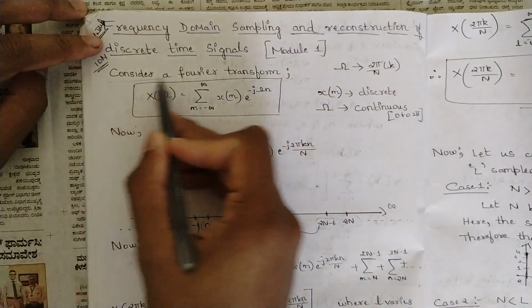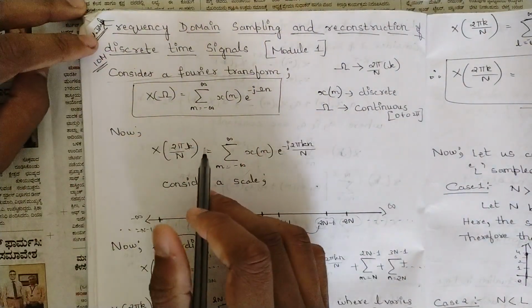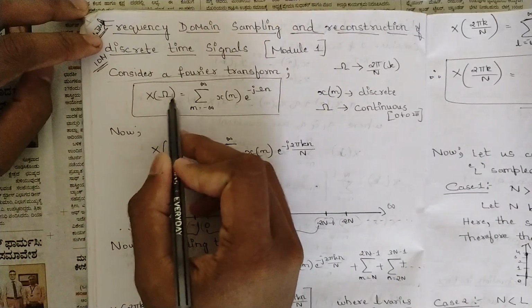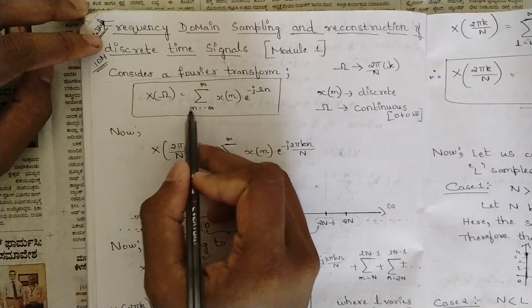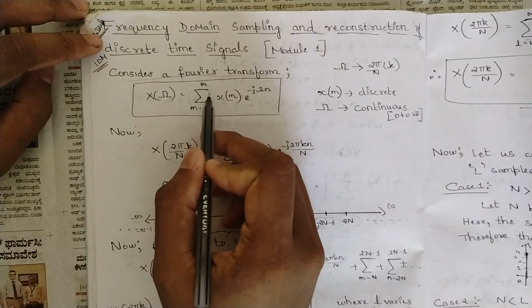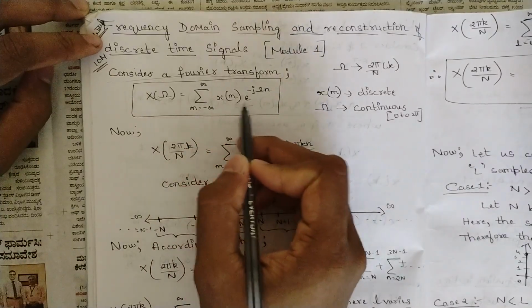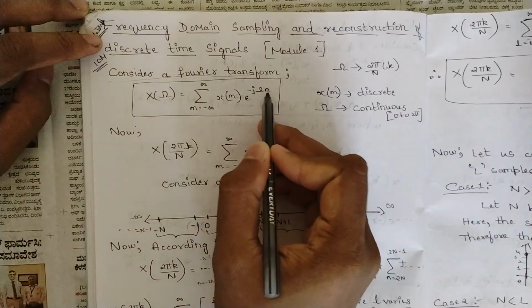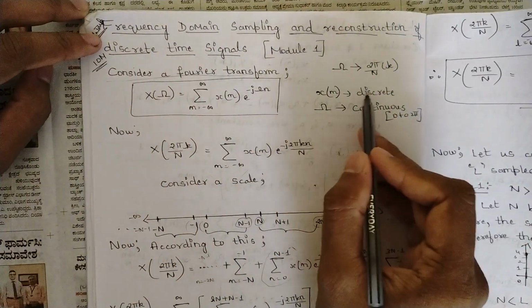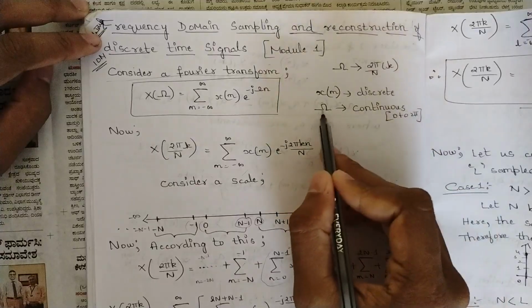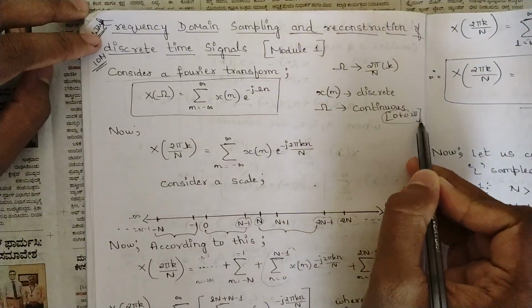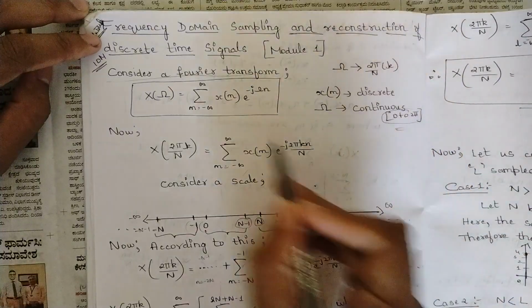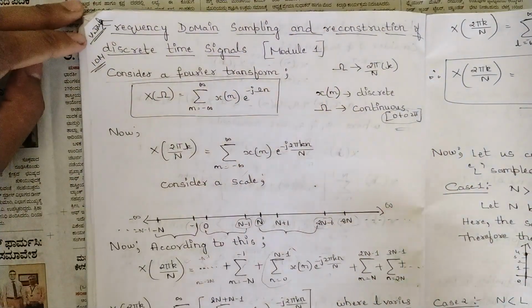Firstly, you should be considering a Fourier transform, that is X of omega. X of omega is equal to summation of n equal to minus infinity to infinity x of n e power minus j omega n, where x of n is a discrete time signal and this omega is a continuous variable which has a limit of 0 to 2 pi. In this way a general Fourier transform is represented.